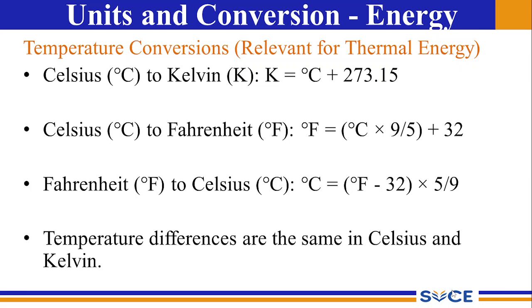So you get the relation: degree Fahrenheit is equal to degree Celsius into 9 by 5 plus 32. The exact opposite is given in your third point: degree Celsius is equal to Fahrenheit minus 32 into 5 by 9. Now when you want to compare your Celsius and Kelvin scale, Kelvin is equal to Celsius plus 273.15. So that 0.15 gives an accurate value.